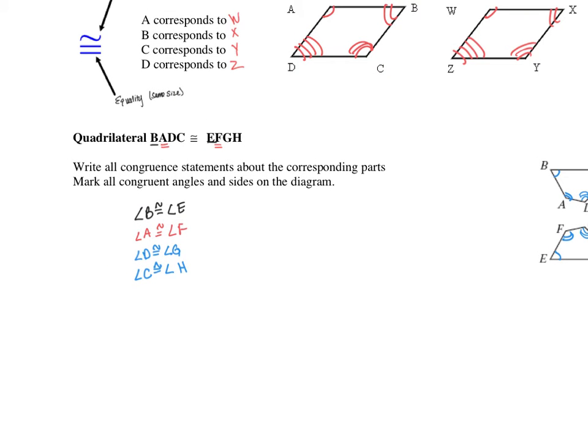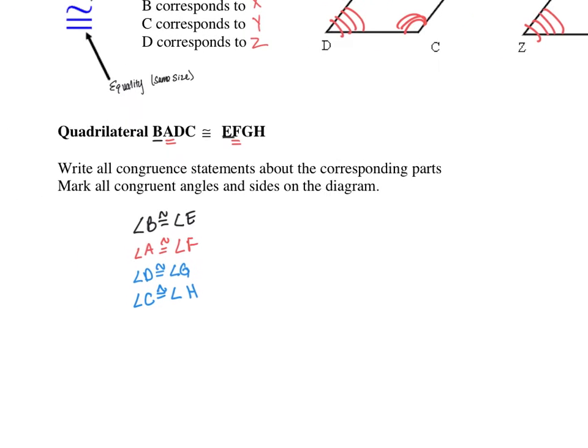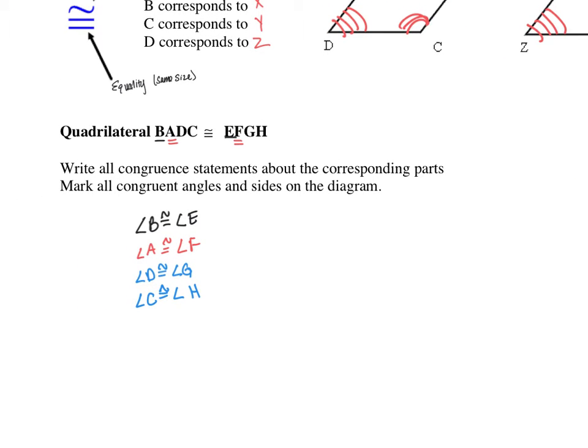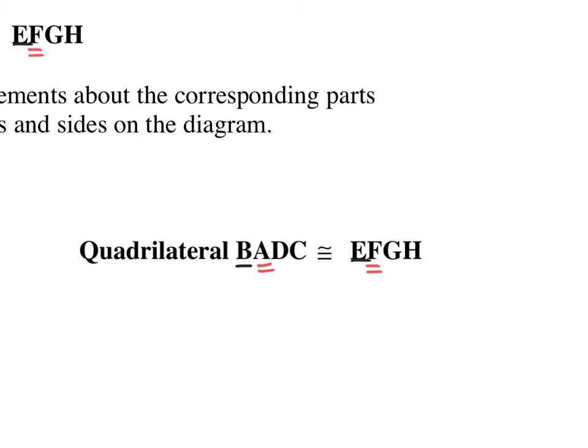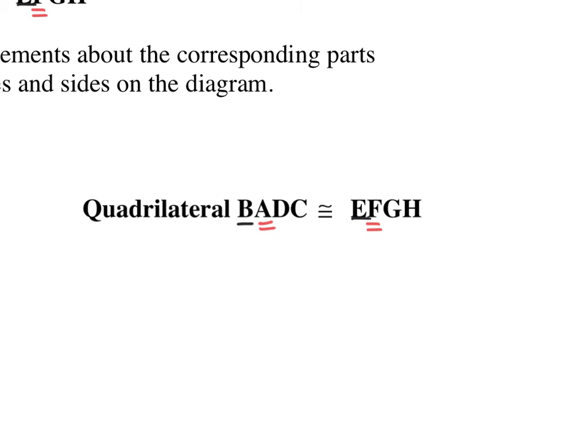Now I want to mark my sides that are congruent. So I'm going to rewrite BADC congruent to EFGH. If I look, I have BADC congruent to EFGH, and all we're going to do is just pick and choose two letters. I'm going to look at BA.